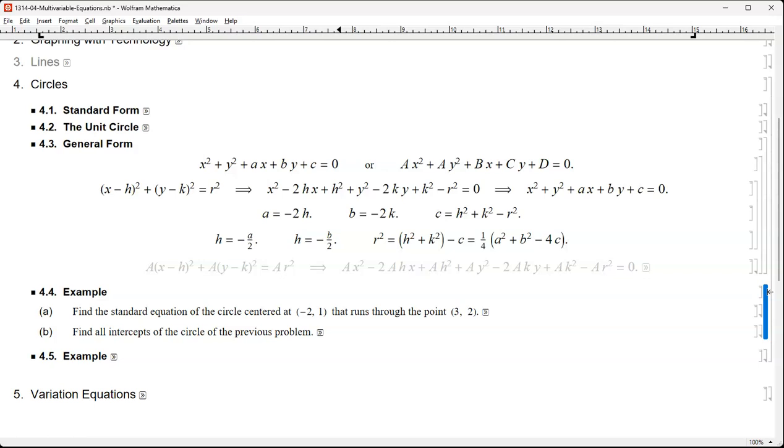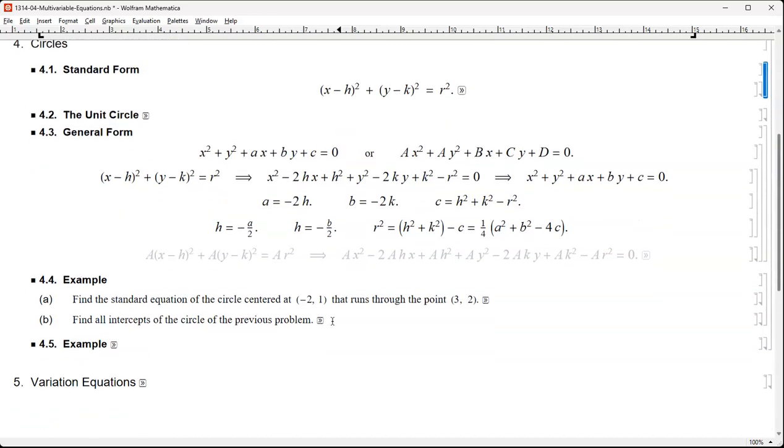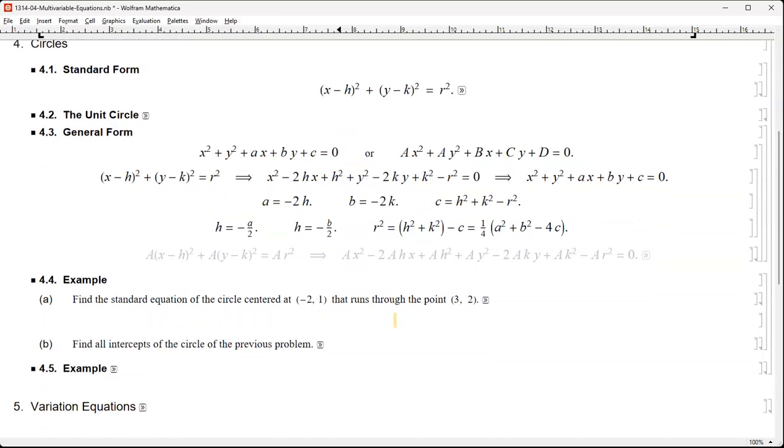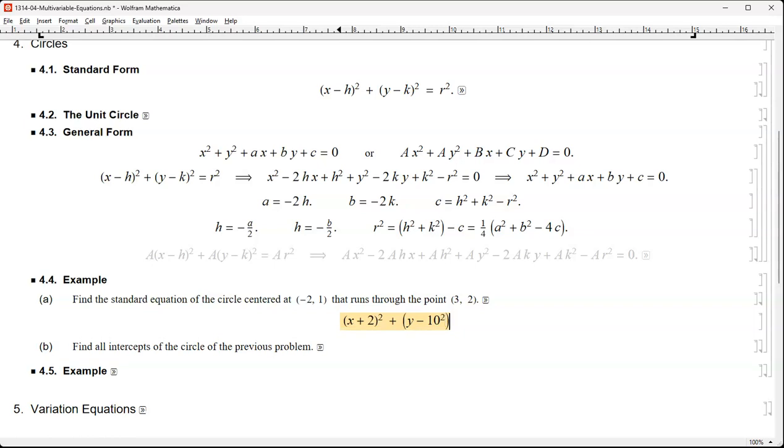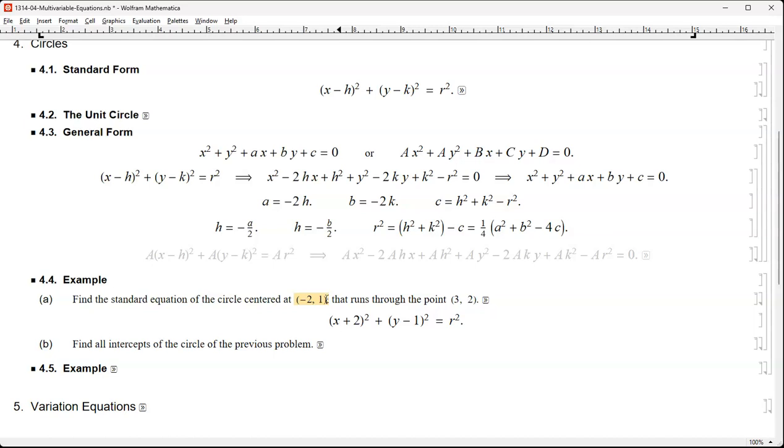Here's an example problem. Find the standard equation of the circle centered at (-2, 1) that runs through the point (3, 2). Okay, centered at (-2, 1), so (x + 2) squared plus (y - 1) squared equals r squared. That's what we are looking for. Is that clear? Circle centered here. Now, how do you find the radius?